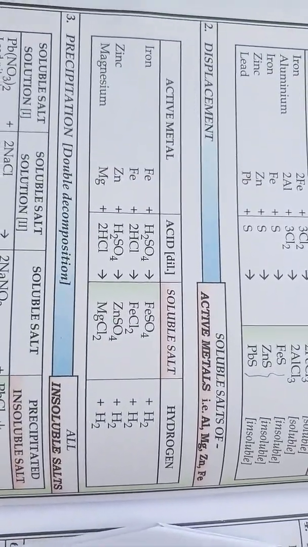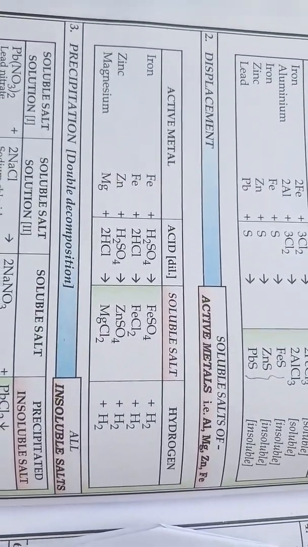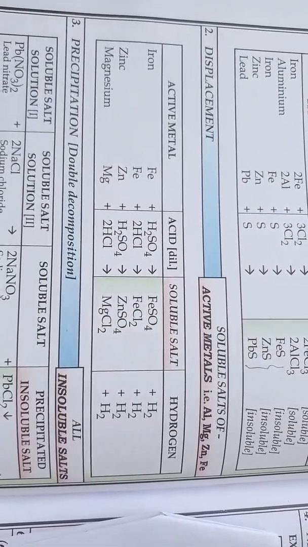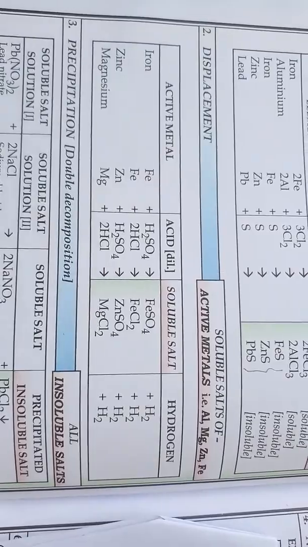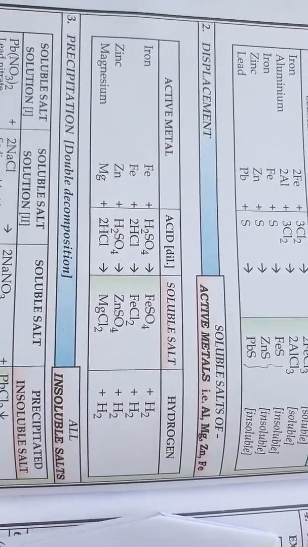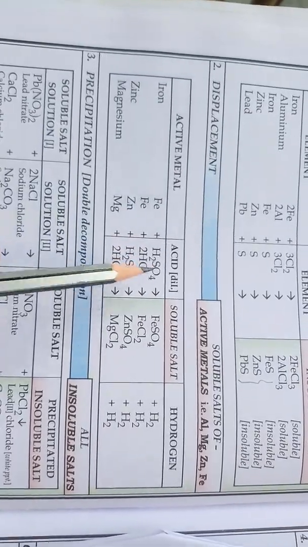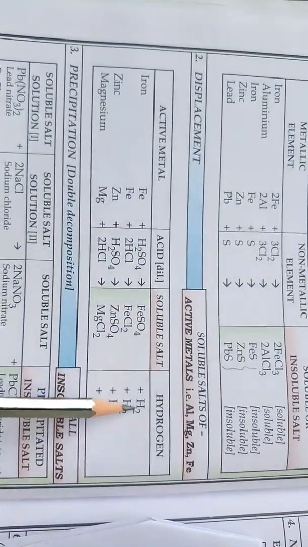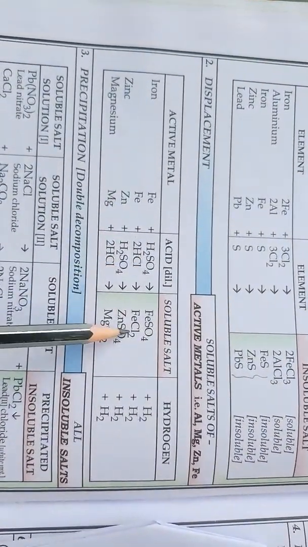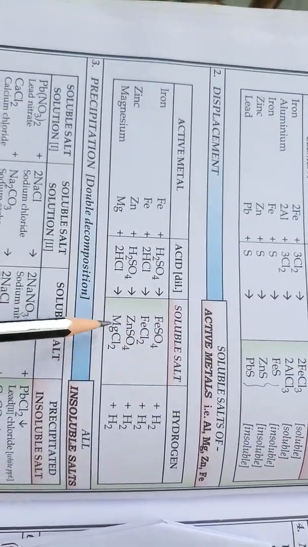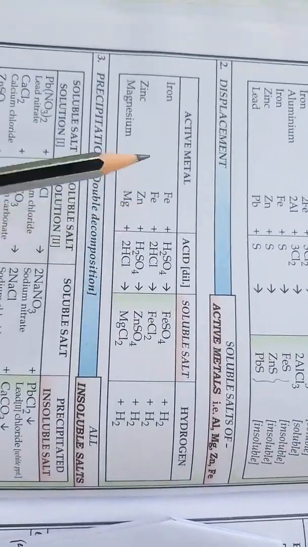Displacement method. Active metals, that is aluminium, magnesium, zinc and iron, form soluble salts. So Fe reacts with H2SO4, it gives FeSO4 and H2. Fe and HCl gives FeCl2 and H2. Soluble salts, right? So they displace.